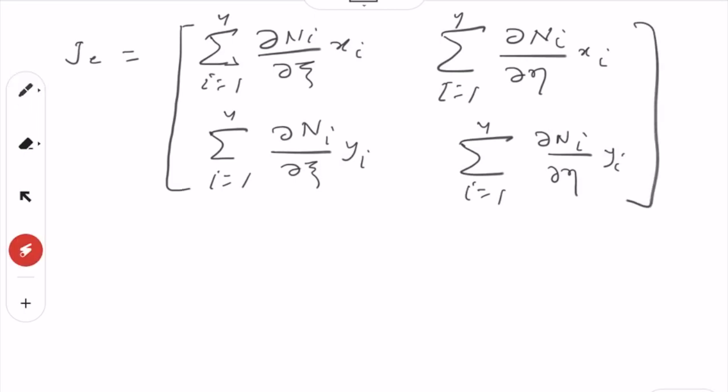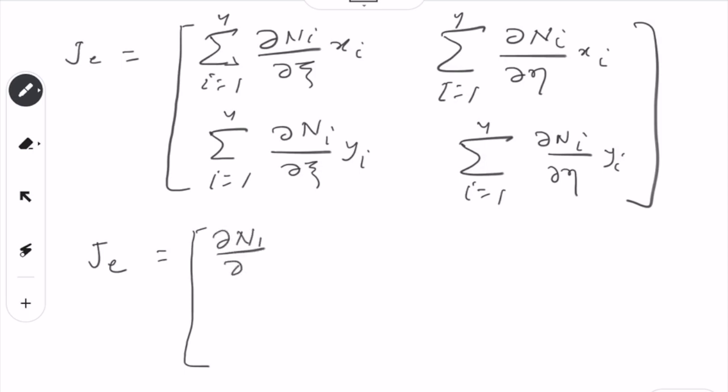If you want to write it differently, we can also write it something like this. So J^e will be equal to, and we can write it like this. So we'll have del N1 over del xi, del N2 over del xi, del N3 over del xi. We are going to just separate them out.